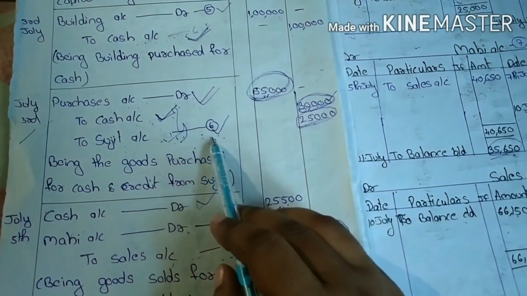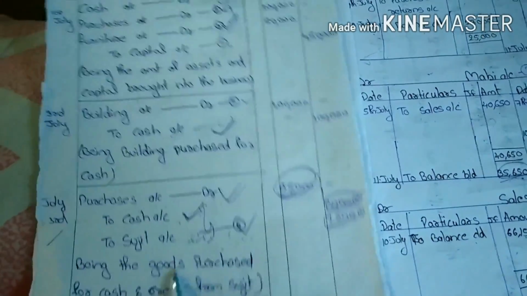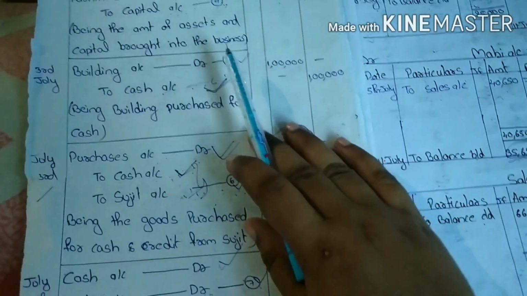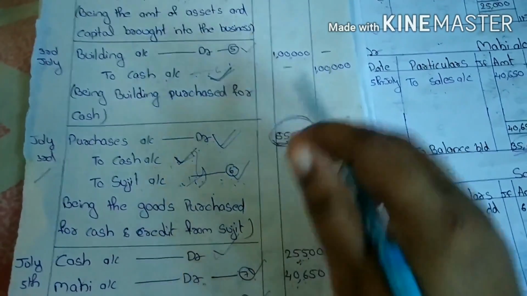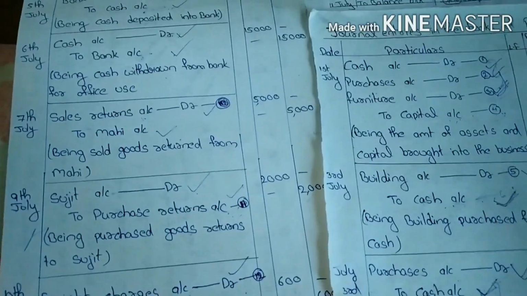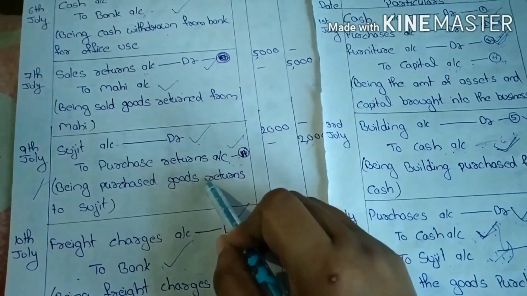So this is the 6th account that should be opened in the ledger, right? See, here there are no transactions which relate to Sujit. Here also not. Here there is 1, right? And here not. Here also no. And here no. Here there is.